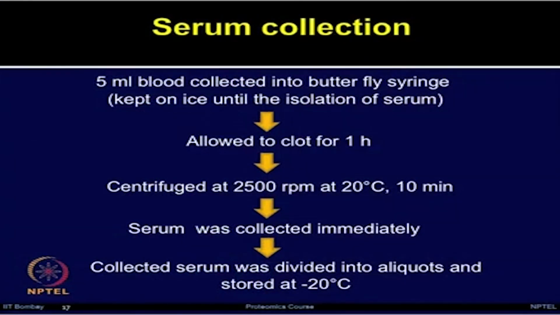So, collect 5 ml of blood and keep it on ice until the serum isolation. Allow it to clot for an hour and then centrifuge at 20 degrees for 10 minutes, followed by separating the supernatant, the serum layer, immediately. Collected serum can be stored at minus 20 degrees or minus 80 degrees. Minus 20 if you want to use it immediately, or if you want to store it for a long time, then you can store it at minus 80.